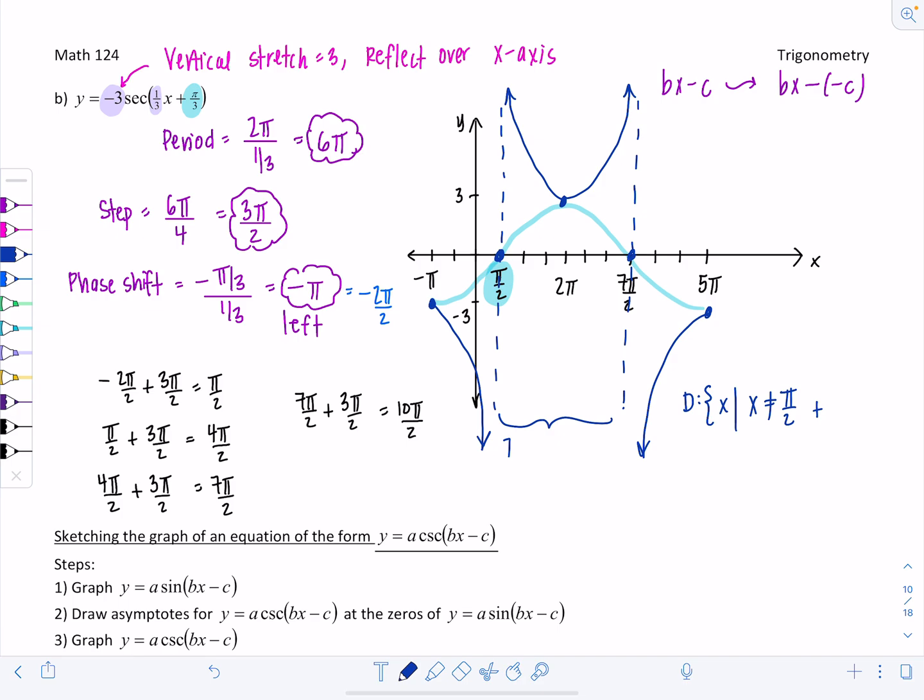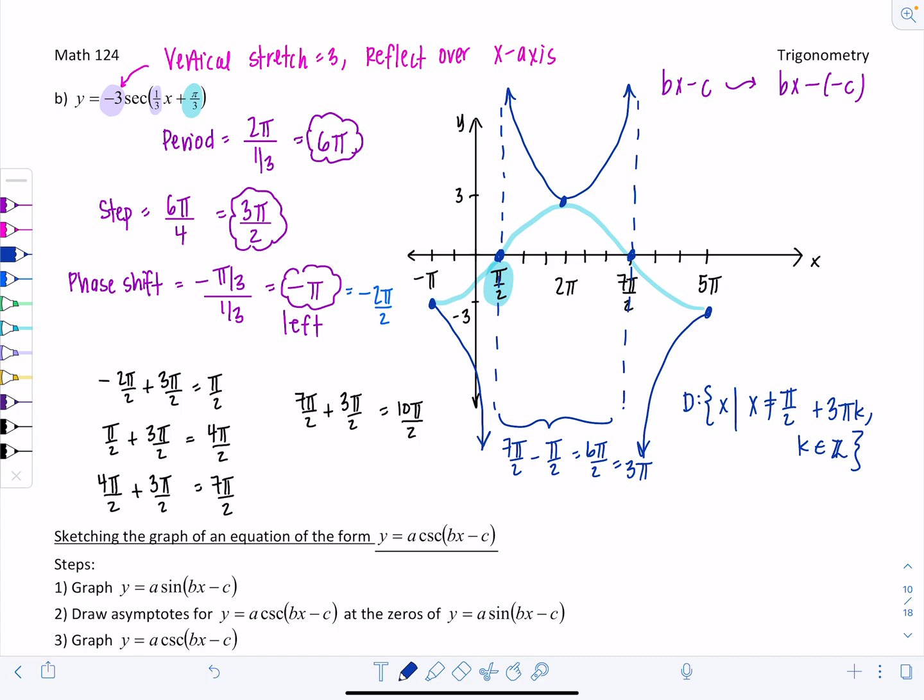How far apart are they? 7 pi over 2 minus pi over 2. That's 6 pi over 2. Oh, they must repeat every 3 pi. Okay. You see that? So if you forget the rule, have no fear. You have your graph. Just write down what makes sense based off the graph.